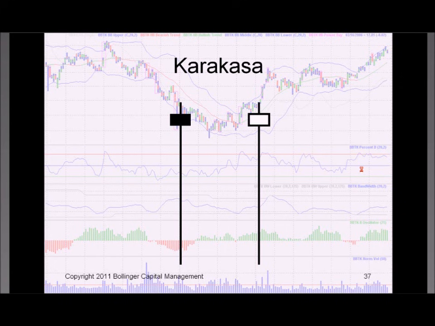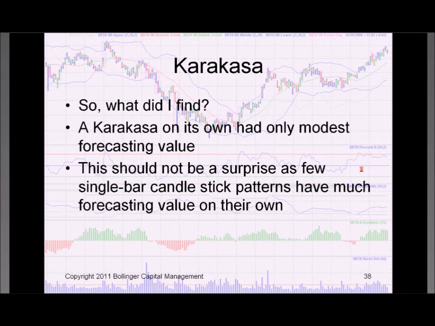I went and defined these mathematically. I said that the entire height of the Karakasa had to be greater than the average 10-day true range, and the body had to be less than some percentage of the 10-day average true range. I think it was less than 10%, and the upper shadow could be no higher than the height of the body itself. So I tried to come to a rigorous mathematical definition so that I could actually test this idea.